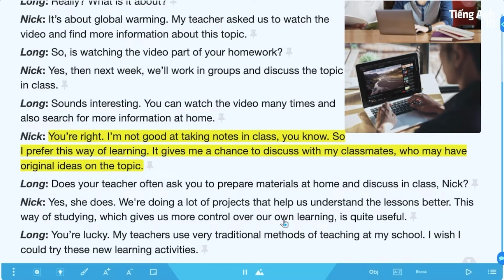It gives me a chance to discuss with my classmates who may have original ideas on the topic. Does your teacher often ask you to prepare materials at home and discuss in class, Nick? Yes, she does. We're doing a lot of projects that help us understand the lessons better. This way of studying, which gives us more control over our own learning, is quite useful. You're lucky. My teachers use very traditional methods of teaching at my school. I wish I could try these new learning activities.